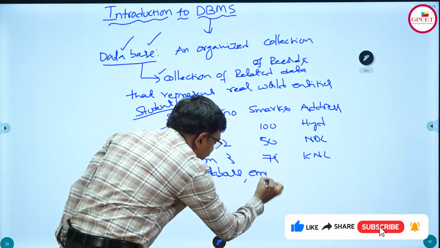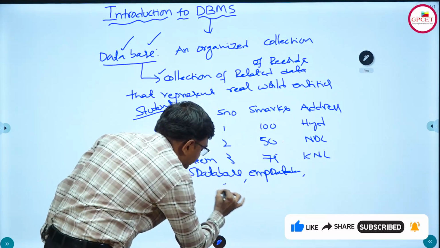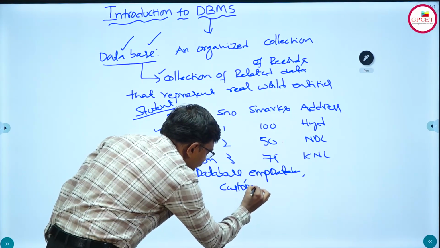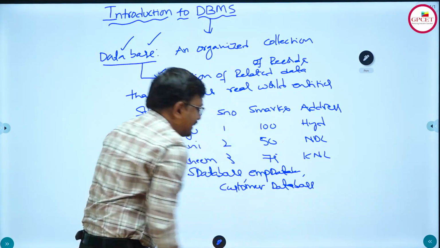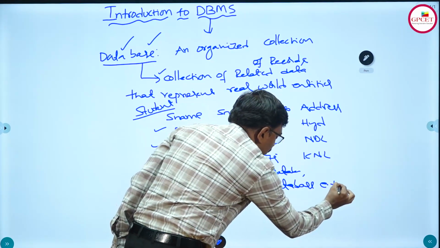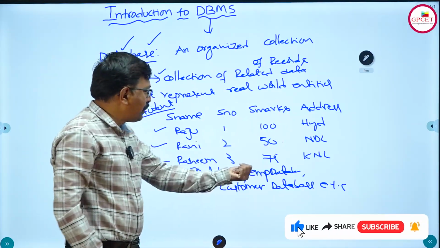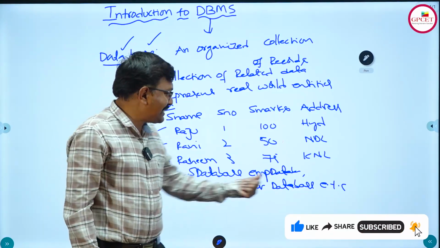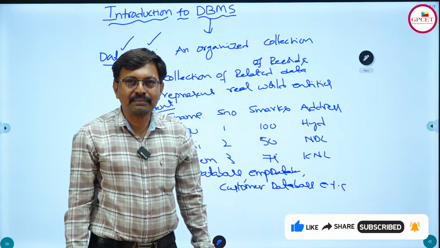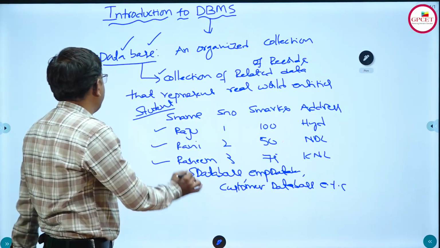Employee database, customer database, etc. What is a student database having? Student name, student number, marks, address. Employee database having employee name, employee number, employee salary, employee designation. And in the customer database having customer name, customer street, social security number. Okay, that is nothing but database, right?